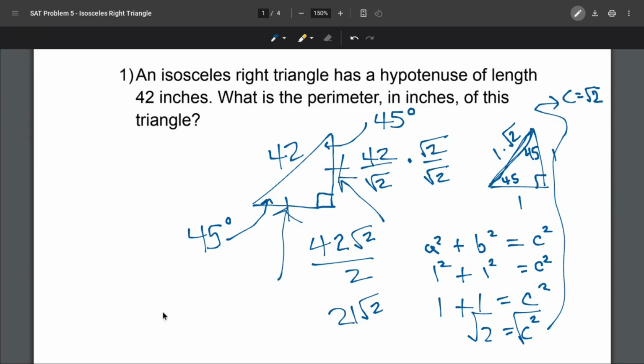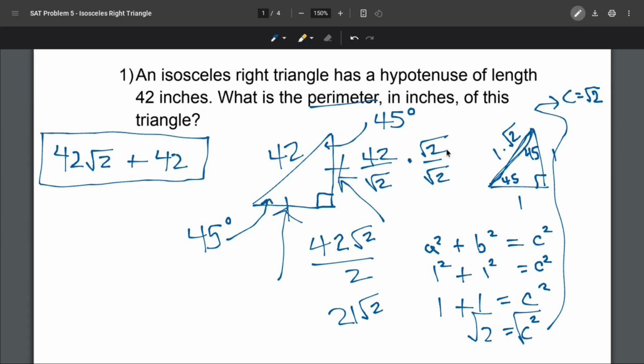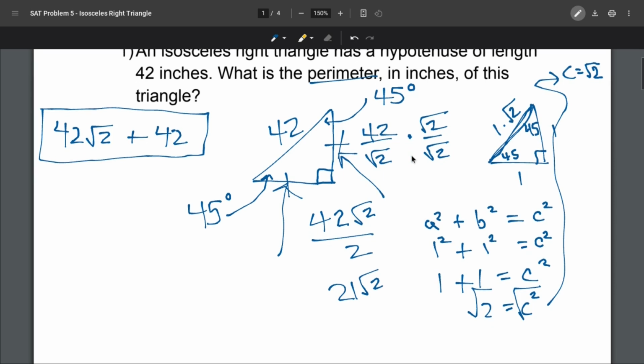And there's 2 of them, so 2 times 21 is 42. So we've got 42 square roots of 2 plus the hypotenuse, 42. That's going to be the entire distance around this isosceles right triangle. And they're asking for the perimeter, which is the entire distance around the triangle. So my solution here is 42 square roots of 2 plus 42. Okay, as we go through problems 2, 3, and 4 in this video, if you're trying these out on your own, pause the video, try it out, and then check your solution with my work. Okay, let's keep going.